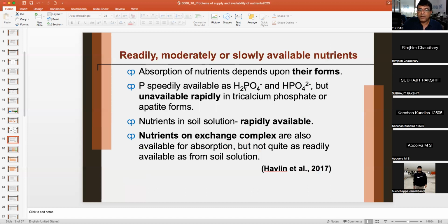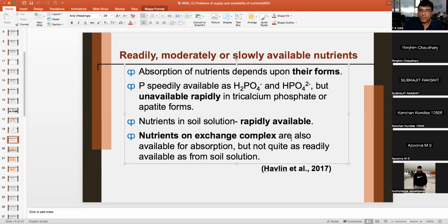Phosphorus is speedily available as H2PO4 and HPO4, monovalent and divalent, but not rapidly available in tricalcium phosphate or apatite form, because now it is in the mineral form, a secondary mineral. Nutrients in soil solution are rapidly available. So they are readily available nutrients.